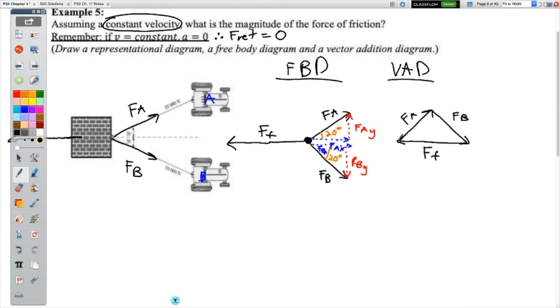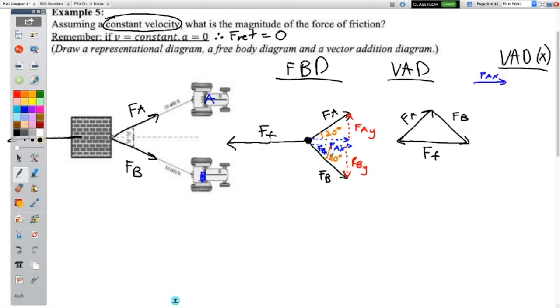So whenever you're drawing a VAD for a Newton's first law question where the net force in the end is 0, you should always end up back where you started. Okay, now I am going to draw a VAD in the X and a VAD in the Y. So in our VAD in the X, we have FAX, this thing here.